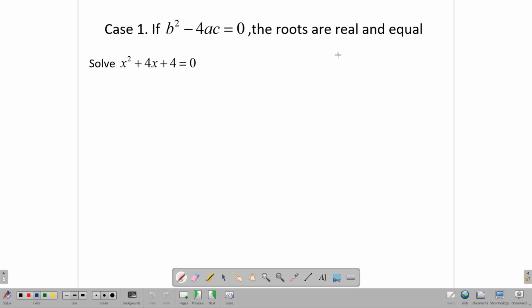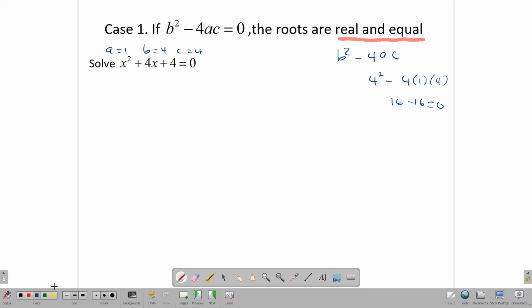Let's write down the discriminant. b squared minus 4ac, and let's substitute. a is 1, b is 4, and c is 4. So we have 4 squared minus 4 times 1 times 4, which gives us 16 minus 16, which is 0. So b squared minus 4ac, the discriminant, is 0. What does that mean for the roots? It's saying that the roots will be real and equal. That is numbers that we use all the time, real numbers, and equal to each other.